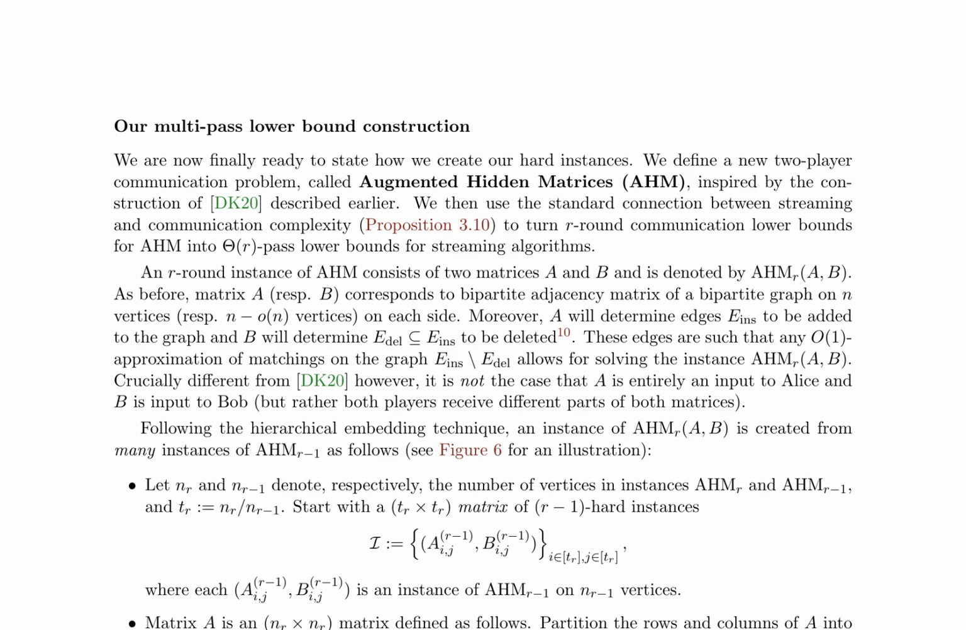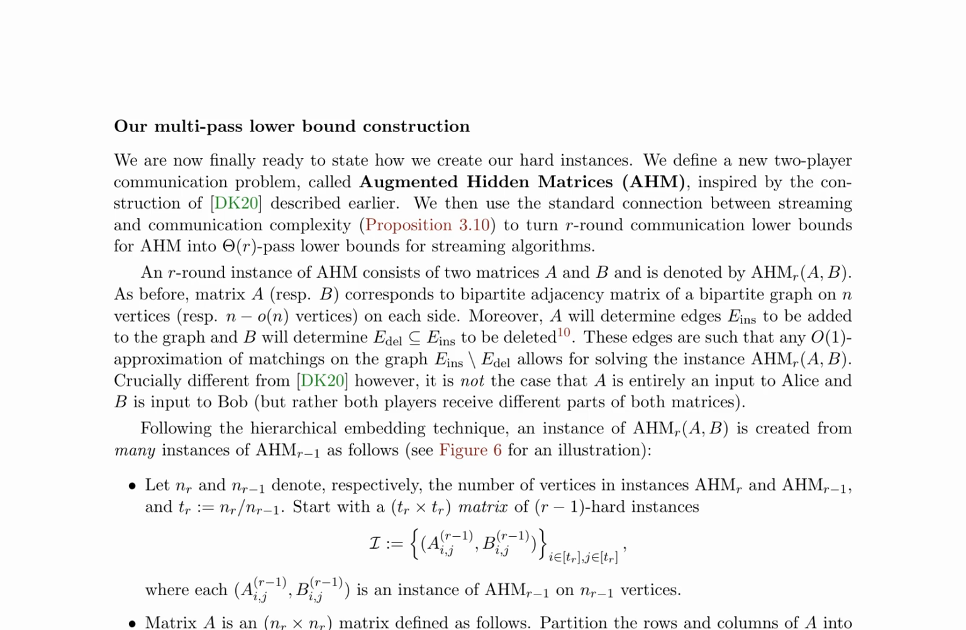The augmented hidden matrices, AHM, problem is a novel two-player communication problem that serves as the foundation for constructing hard instances in the context of streaming algorithms. This problem is inspired by the construction presented in DK20 and leverages the connection between streaming and communication complexity to establish lower bounds for streaming algorithms. An instance of AHM_R, denoted as AHM_R(A, B), consists of two matrices A and B, representing the bipartite adjacency matrix of a bipartite graph with n vertices on each side. Matrix A determines the edges to be added to the graph, while matrix B determines the edges to be deleted.